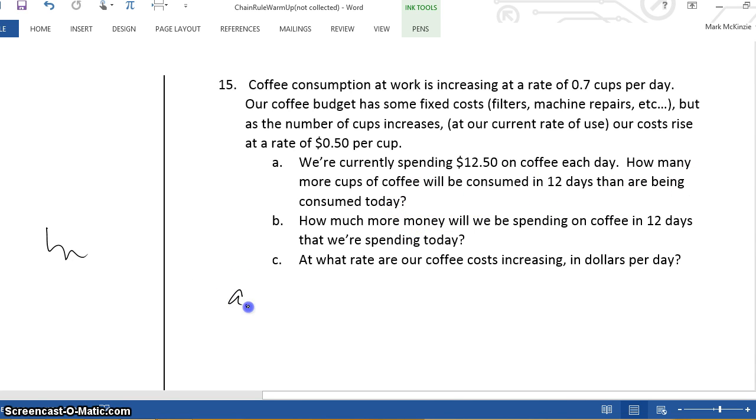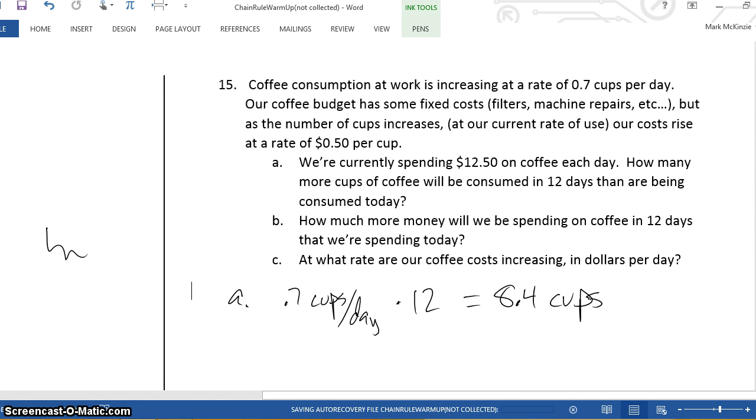So here we know that our consumption is increasing at 0.7 cups per day. And if we multiply that by 12 days, we'll end up with 8.4 cups as the total increase in the number of cups of coffee that we will be consuming 12 days from now.